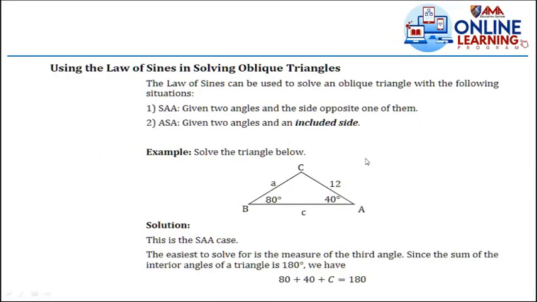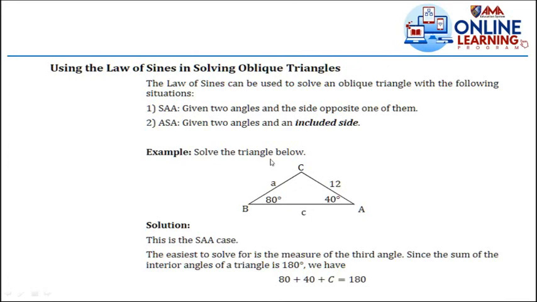Next, using the law of sines in solving an oblique triangle. The law of sines can be used to solve an oblique triangle in the following situations. We have your SAA, given two angles and the side opposite one of them, so side, angle, angle. Then we also have your ASA, given two angles and the included side, the one in the middle. So we have now our application.